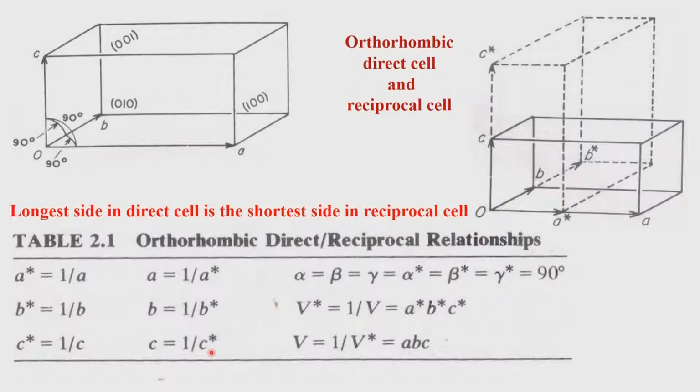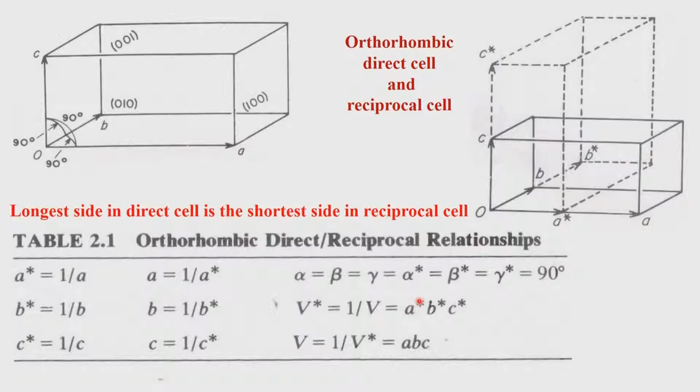So, what happens to the volume of the unit cell? The volume of the unit cell is a dot b cross c, and therefore, we can now calculate the volume of the reciprocal lattice, which is 1 over V, and that is a star, b star, c star. So, the volume also is inversely related to each other, and that is how this relationship develops. A very straightforward case in the case of the orthorhombic symmetry.